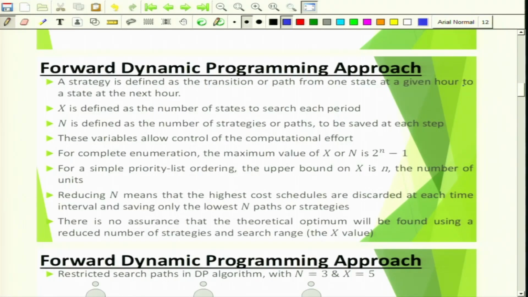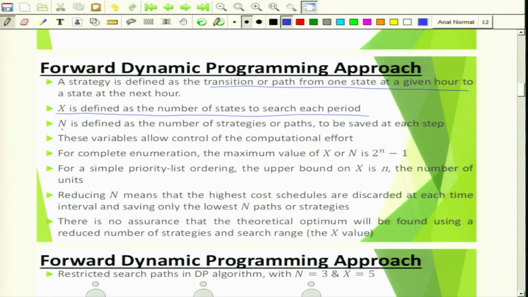So let's define some of the terminologies before we take up some problem. A strategy is defined as the transition or path from one state at a given hour to a state at the next hour, right? So it's like a policy that we are discussing, the path you follow. And X is defined as the number of states to search at each period. So there are so many states, and among them what are the feasible states? That is defined by X.